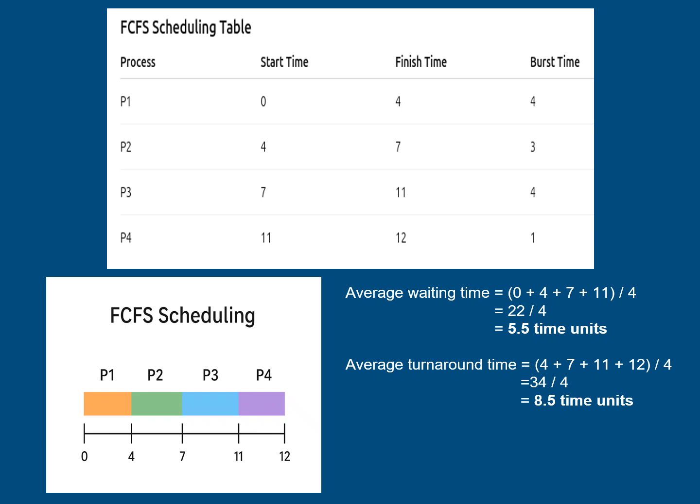Since all arrive at time 0, they are executed in order P1, P2, P3 and P4. The table shows each process's start and finish time, and the Gantt chart visualizes their execution from time 0 to 12. Using the chart, we can calculate waiting time as start minus arrival and turnaround time as finish minus arrival. The waiting times are 0, 4, 7 and 11, giving an average waiting time of 5.5 units. Turnaround times are 4, 7, 11 and 12, so the average turnaround time is 8.5 units.